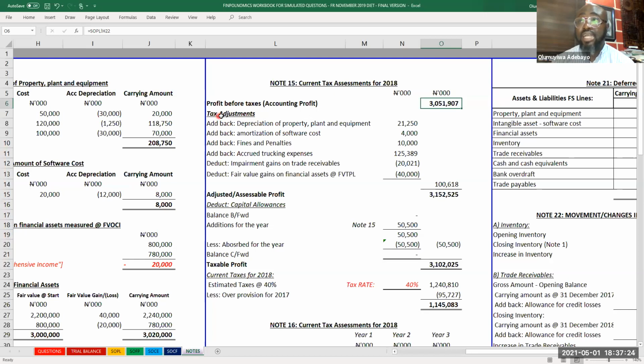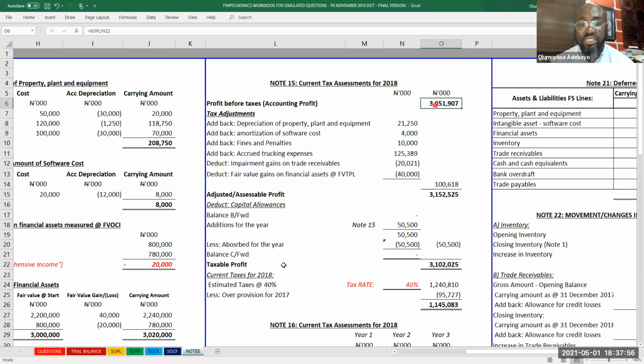We do tax adjustments. Adjustment where we add back depreciation, adjustment where we add back amortization, adjustment where we add back fines and penalties, adjustment where we add back our accrued expenses regarding truck, if you remember. And we deduct impairment gain. Remember, it's not deductible for tax purposes and it's not taxable also. And our fair value gain on financial asset, which is exempted from tax. All of these adjustments sum up to this 100.